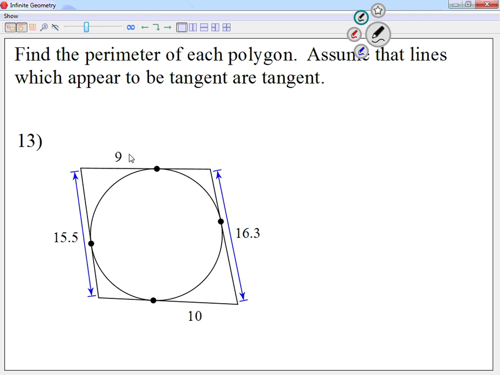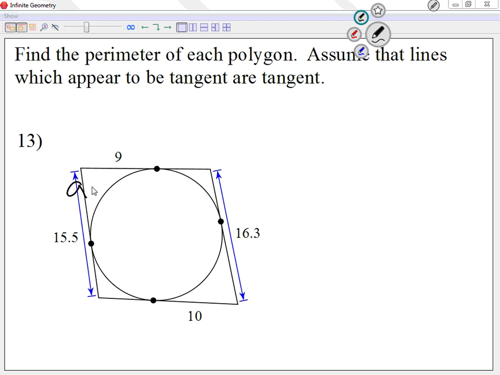I see this side is 9, so I'm going to see this other side right here. It is also 9. Right, this is 9. This is 9. Why is this 9? Because I see that these two segments are tangent. They meet outside, so they have to have the same length.